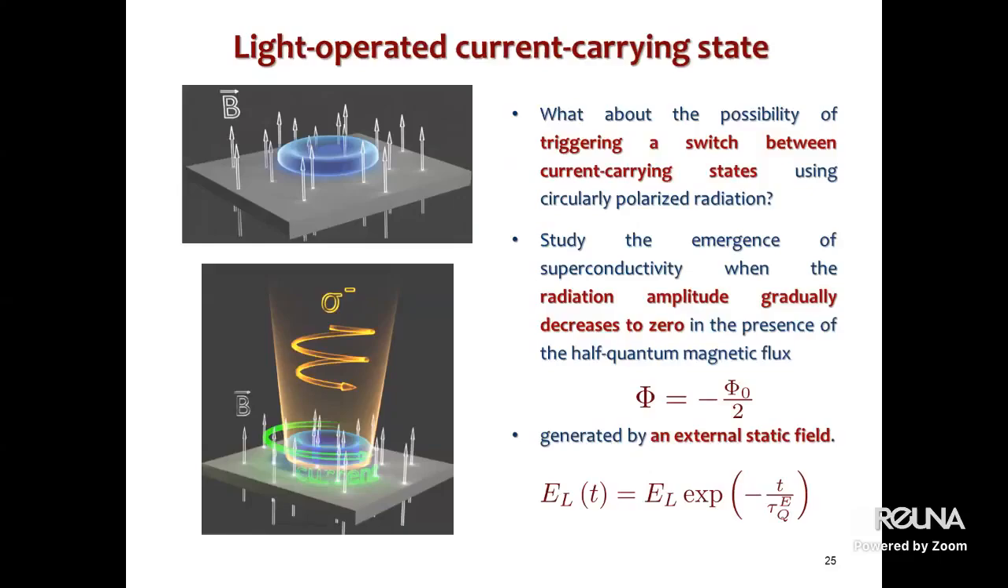I add a half flux quantum to the system on top of circularly polarized light, and basically I evolve the system for time larger than zero. And for that time, I apply external illumination. Basically, at time equal to zero, the system is in the normal metallic state. Superconductivity was destroyed by strong illumination, and then the illumination is switched off and the amplitude decays exponentially. The characteristic decay time is tau e.